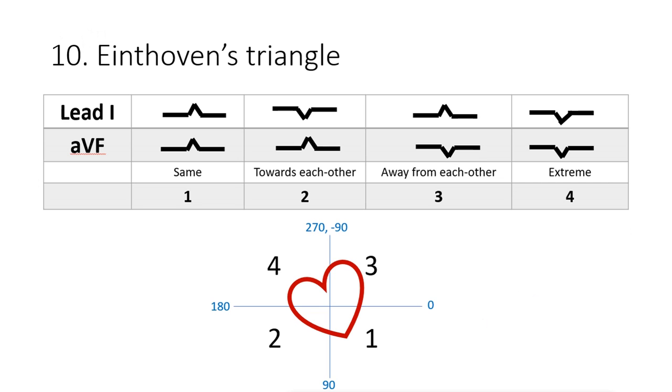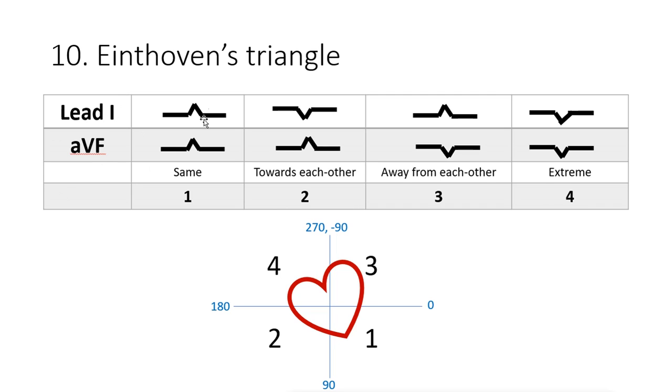The last trick I want to show you is Einthoven's triangle. And this is going to take a few seconds because there's a much easier way to see what the mean electrical axis is. Like, is it deviated to the left or the right, or is it normal? How do we tell it? The easiest way is that we just check two leads, lead 1 and lead AVF.